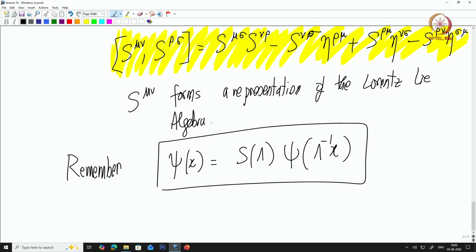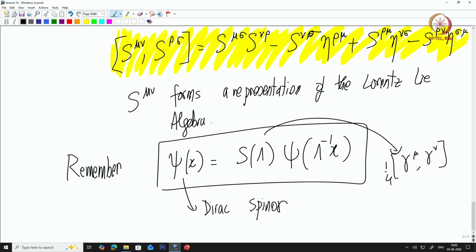Now, this psi is a 4-component Dirac spinor. S is made up of the same gamma matrices, commutator, and psi transforms as a representation of the Lorentz group essentially. So lambda and S of lambda are 4 by 4 matrices, and everything really falls through.